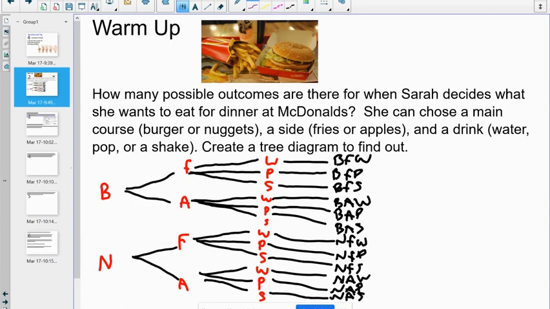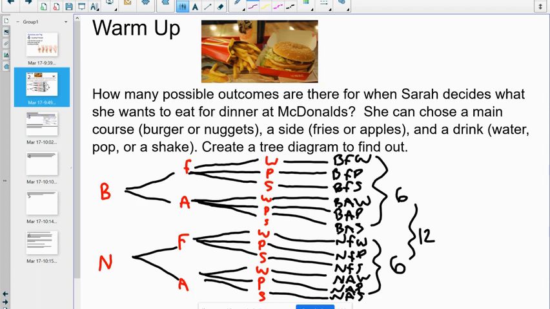Now that we have all of our outcomes, there's 6 options if you were to pick a burger, and 6 options if you were to pick nuggets. Oh, I just put an N. I should say 6. Wow. Now if we add these together, 6 plus 6 is going to get us to 12, or 6 times 2. But the point of the lesson today is that we're getting at the counting principle, and the counting principle is going to be a shortcut.